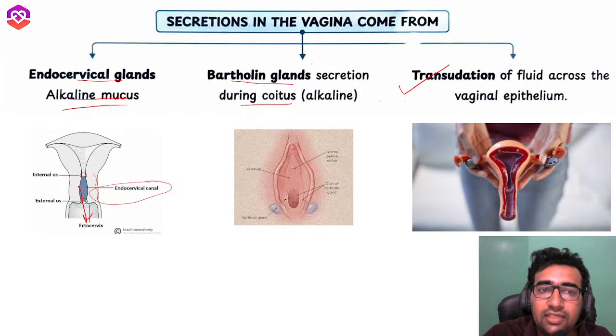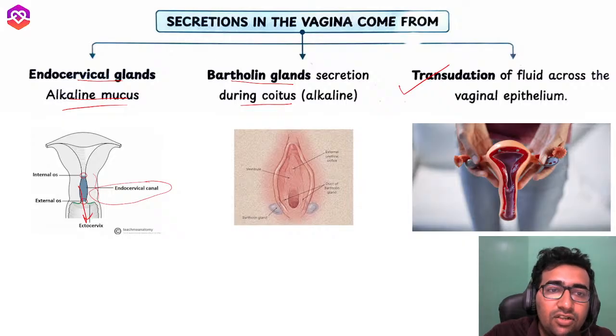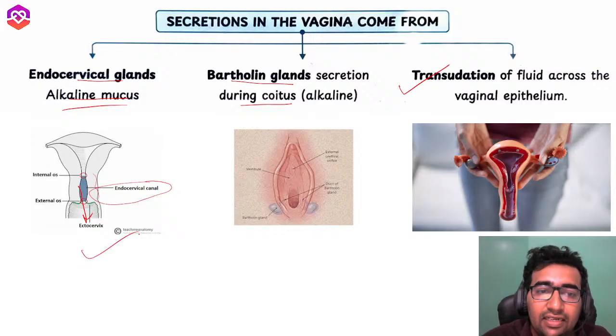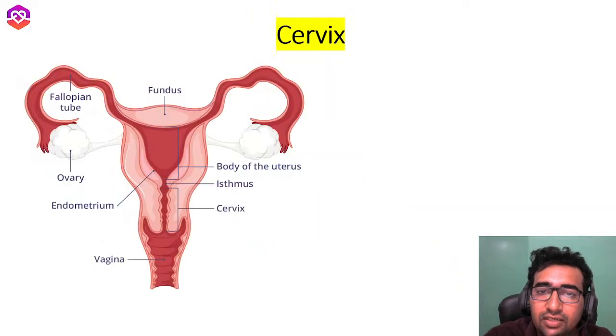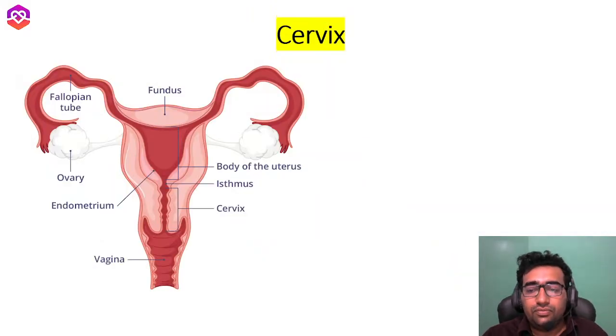Okay, you understood. Now, what are the secretions present in vagina? Transudation of fluid across the vaginal epithelium, Bartholin gland secretion during coitus, and endocervical glands that produce alkaline mucus. So the first two are alkaline, but the lactic acid produces an acidic environment. Okay. Now that's over. Now let's discuss the cervix.